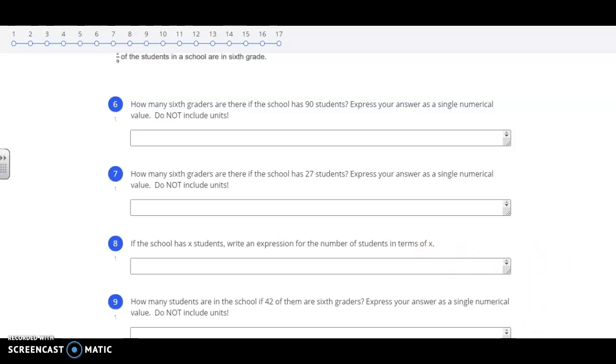And finally, number 9. How many students are in the school if 42 of them are 6th graders? Express your answer as a single numerical value. Do not include units. And remember the statement above number 6, 2/9 of the students in a school are in 6th grade, goes with numbers 6, 7, 8, and 9.